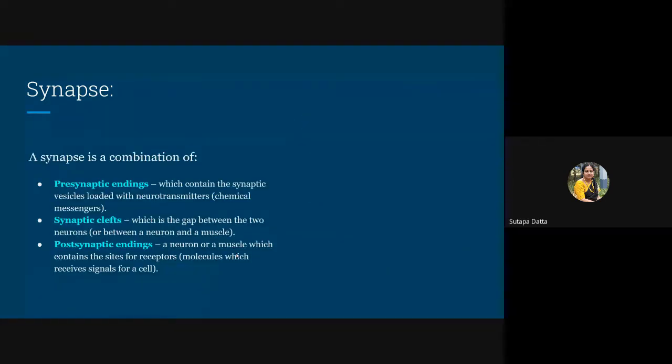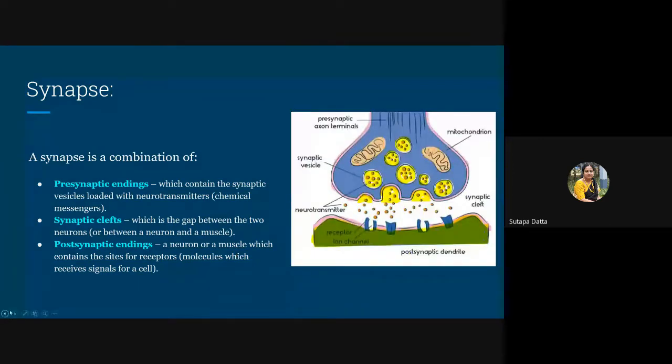Now, what is the structure of a synapse? While talking on the structure of synapse, you should keep in mind that there are three structures which combine to form a synapse. Now, you can see here, a synapse is a combination of three structures. What are the three structures? These are the presynaptic ending, which is a part of a neuron, a synaptic cleft, that is a gap between a neuron and an effector organ, and the postsynaptic ending. Here, this is the postsynaptic ending.